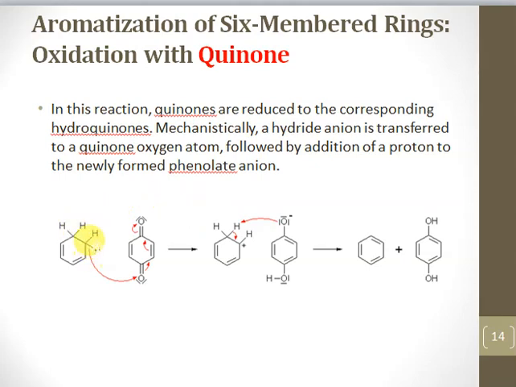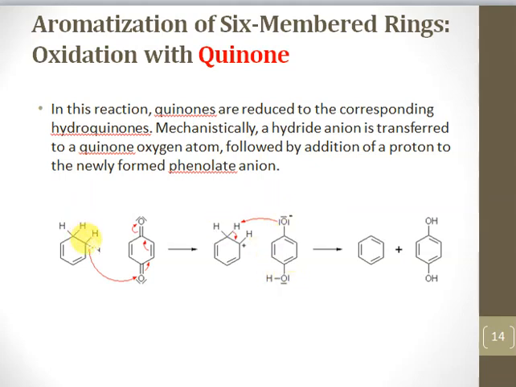Since it's electronically deficient, it can easily accept an electron. What happens is that this hydrogen is transferred from our molecule to the quinone in the form of hydride. So hydride is transferred from the molecule to the quinone, and the quinone is converted into hydroquinone, which is the reduced form of quinone.